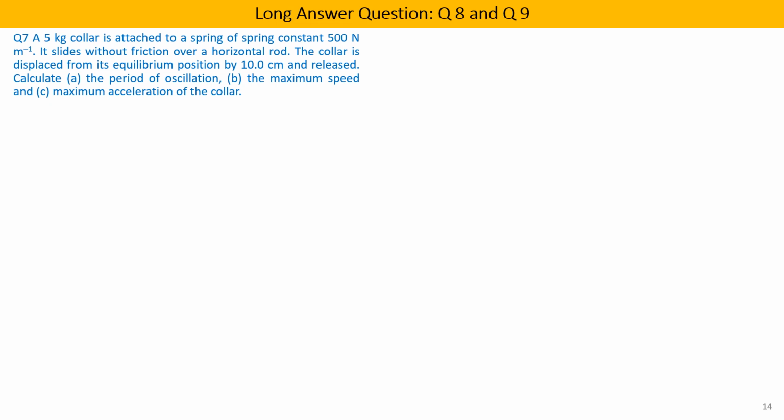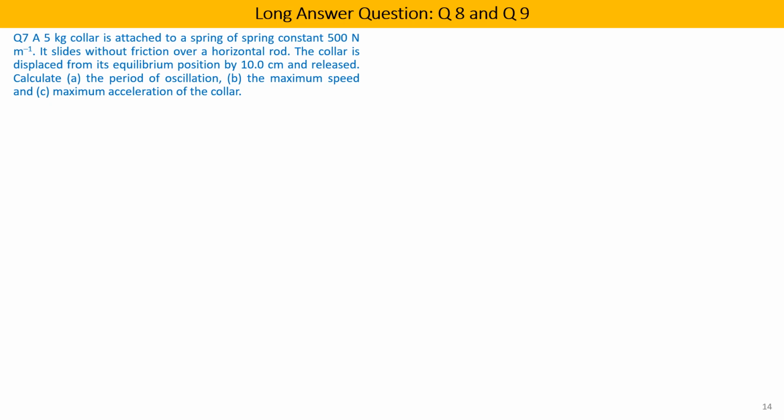A 5 kg collar is attached to a spring of constant k equal to 500 newtons per meter. It slides without friction over a horizontal rod. The collar is displaced from its equilibrium position by 10 centimeters and released. Calculate the period of oscillation, maximum speed and maximum acceleration of the collar.